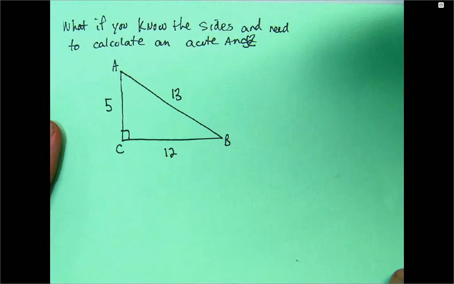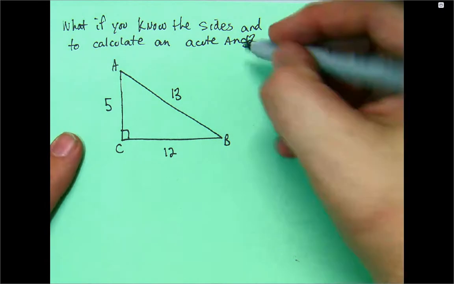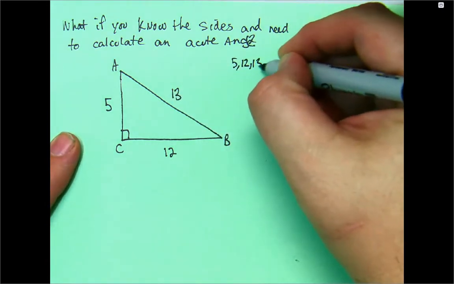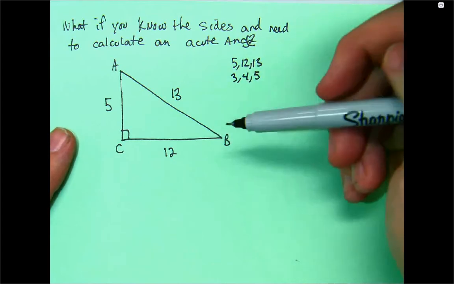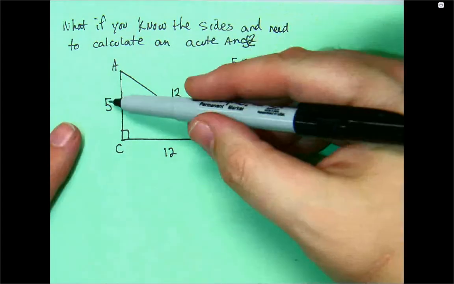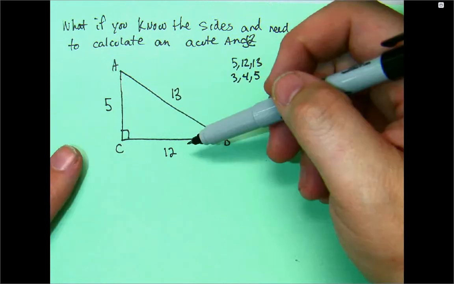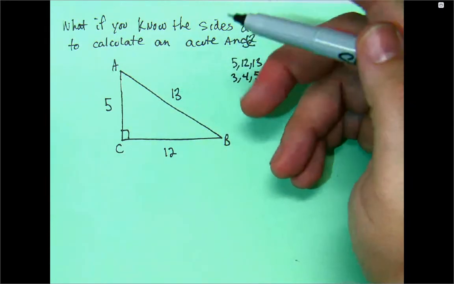I know this is true. It's what we call a Pythagorean triple. And 5, 12, 13, 3, 4, 5, these are all special right triangles that we can use. So it ends up working. 5 squared plus 12 squared is 169. 25 plus 144 is 169. 13 squared is 169. It works out.